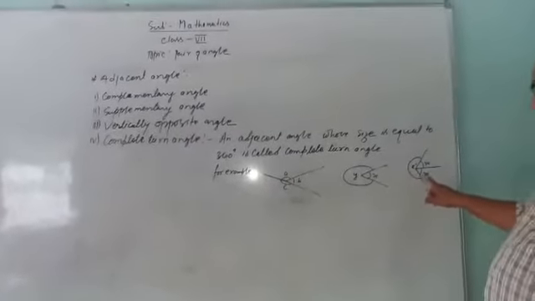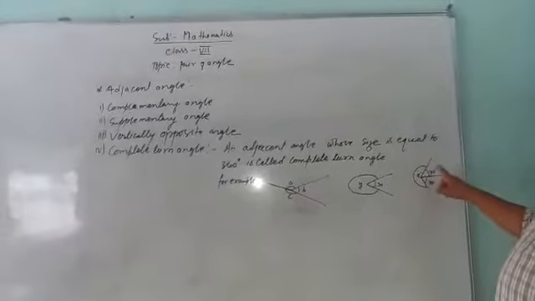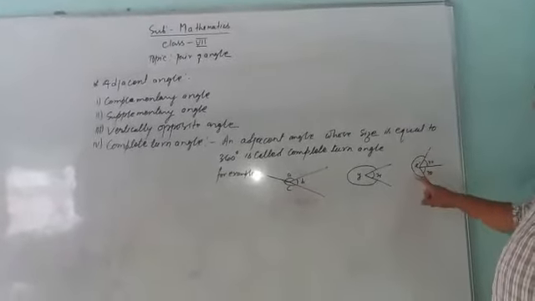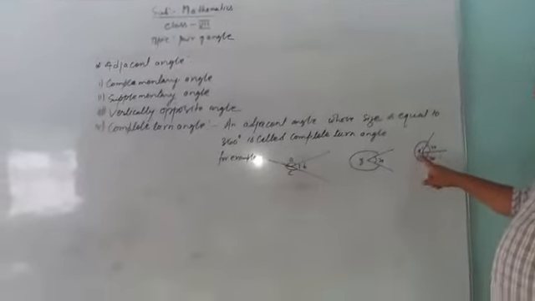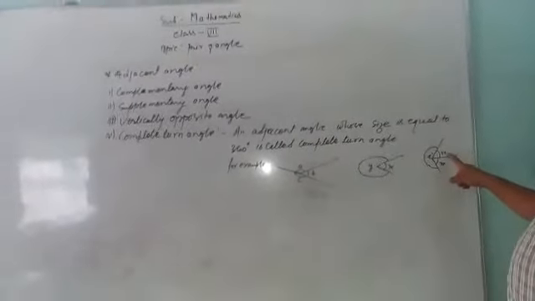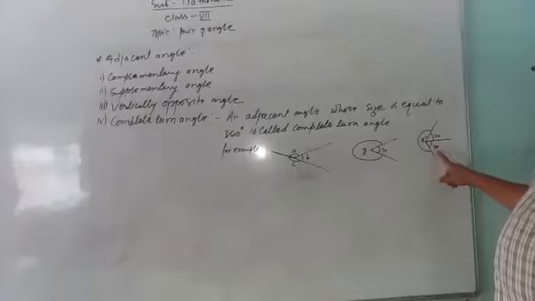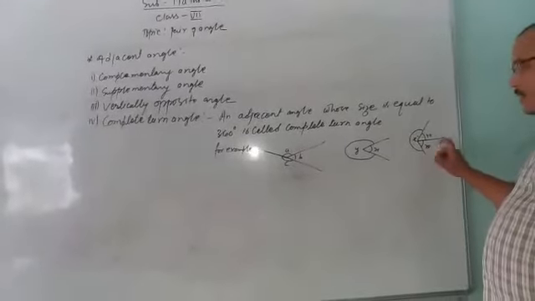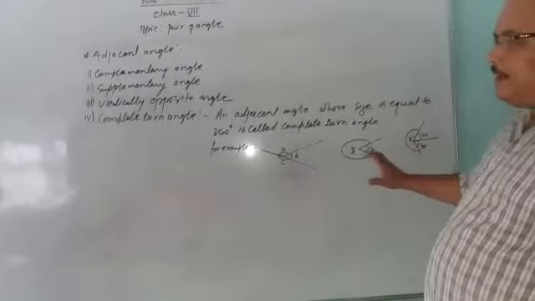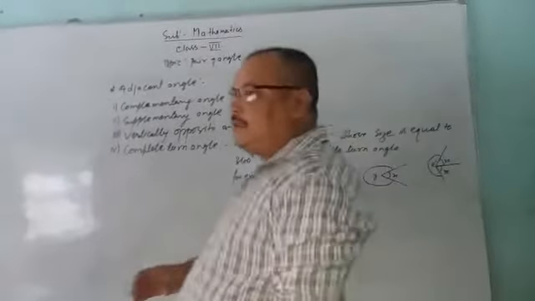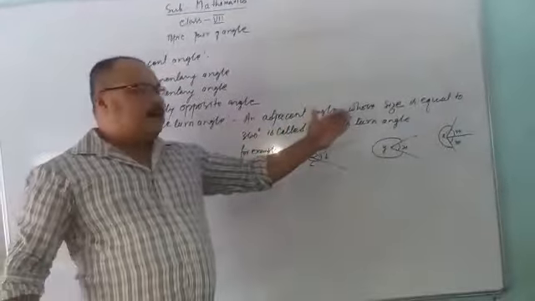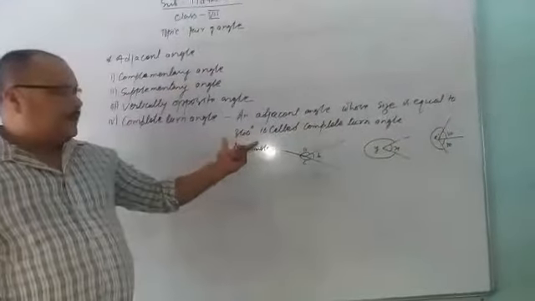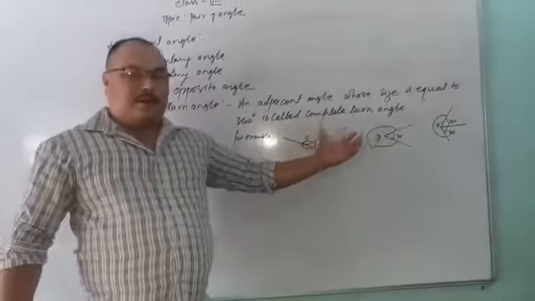And here is another example. Here also three angles are formed in a common vertex. So x plus 40 degrees plus 70 degrees is equal to 360 degrees. So my dear students, complete turn angles means adjacent angles whose sum is equal to 360 degrees.